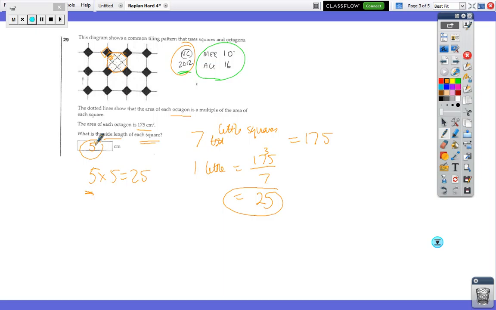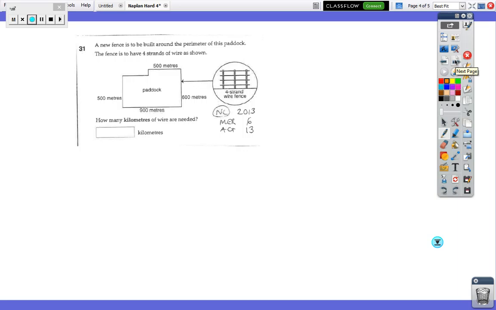Okay. Let's move across to the next question. So we've got a diagram. We've got 4 pieces of wire along the fence, and we need to find out how much wire is needed. So when you're ready, have a go.